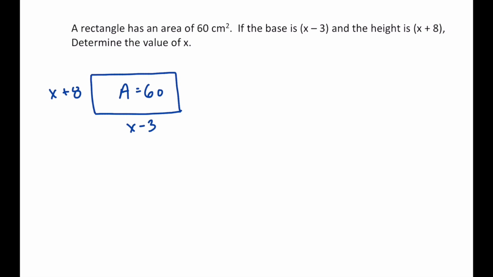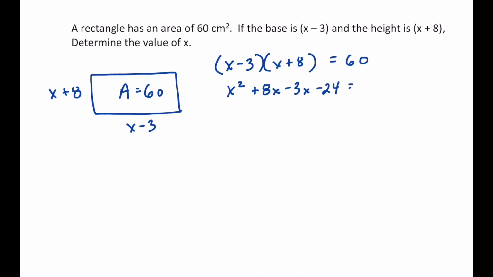All right. Area of a rectangle is base times the height. And in this case, it equals 60. Just like the last example, we have part of this in factored form. The left-hand side is factored. Unfortunately, it's not factored to equal 0. It's factored to equal 60. So we'll have to expand this, meaning we have to multiply it out. We get x squared plus 8x minus 3x minus 24, and that equals 60.